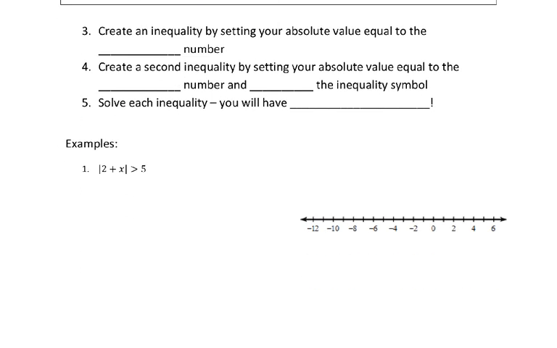After we figure out the graph, we're going to create an inequality by setting your absolute value equal to the positive number. And then we're going to create a second inequality by setting your absolute value equal to the negative number. But there's a catch here. You will also have to flip the inequality symbol. Then we're going to solve each inequality, and remember, you will have two answers. That's why we're going to have two circles on our graph.